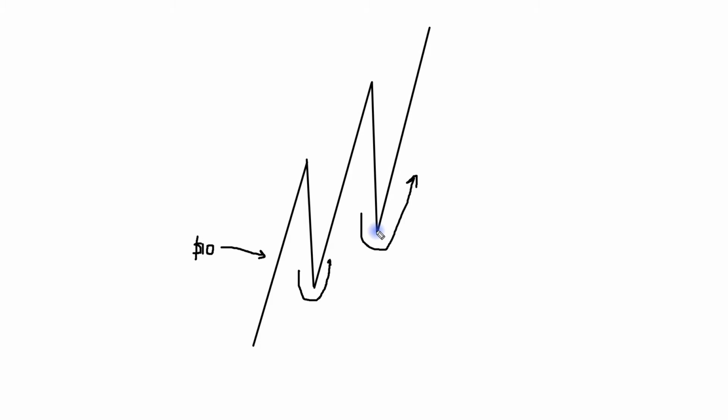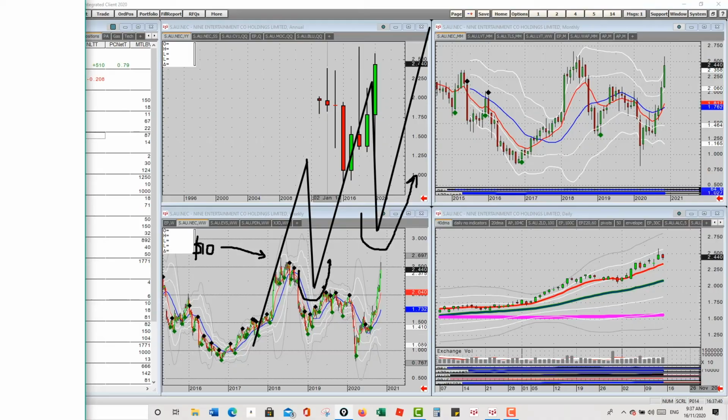The buy and sell zones, 12.5% to 25% and 75% to 87.5%. Now let's have a look at some live examples of these ideas.